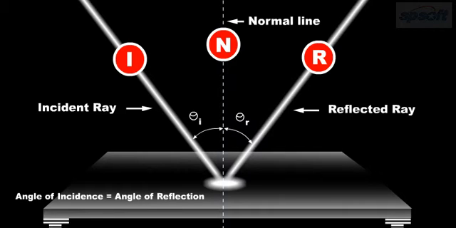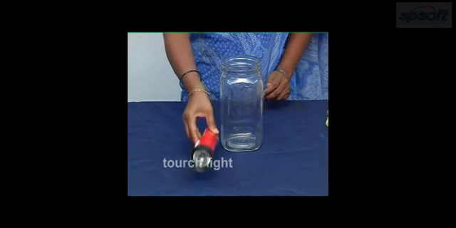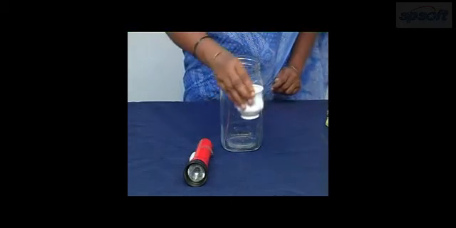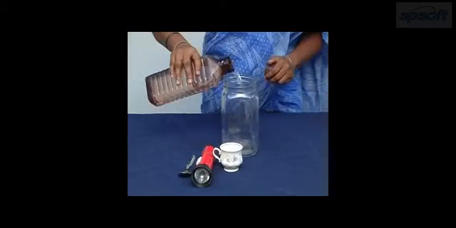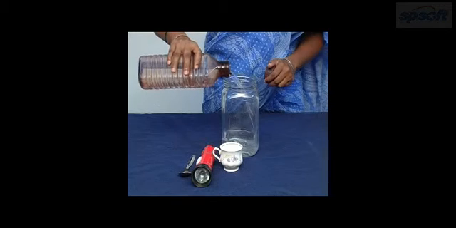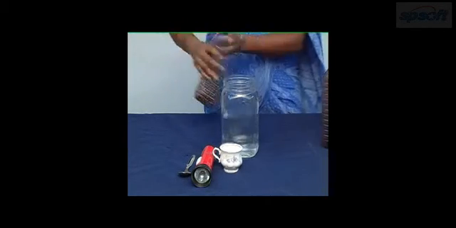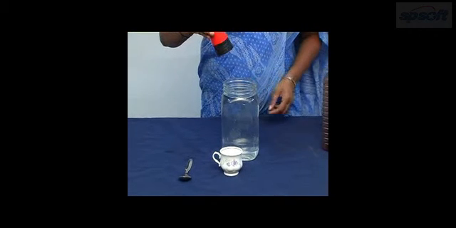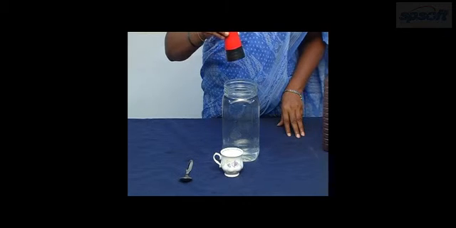Let us see the application of the law of reflection in a milky bulb. The materials required are a glass jar or wide-mouthed bottle, torchlight, milk, and a spoon. Procedure: take the wide-mouthed bottle or the glass jar and fill it with water. Place a torchlight above it. The light should fall into the water and not on the walls of the jar.